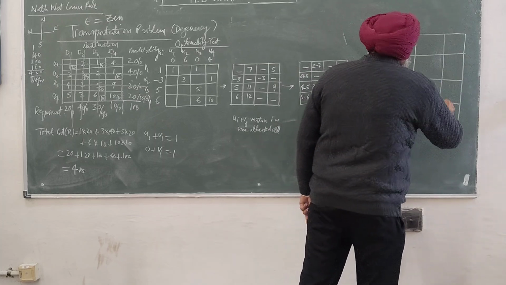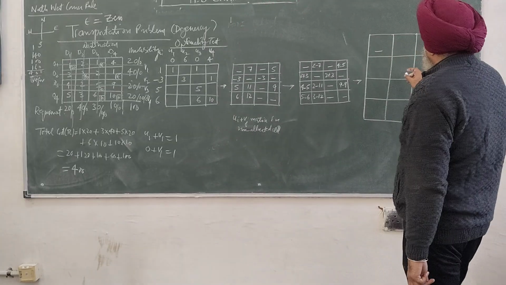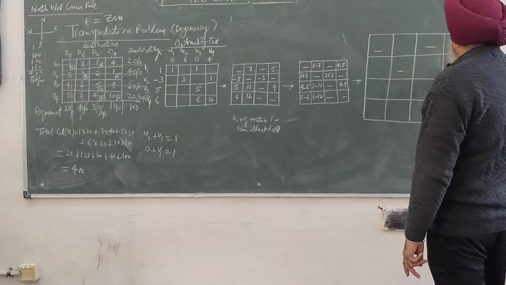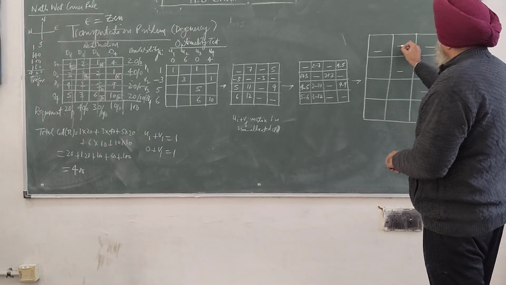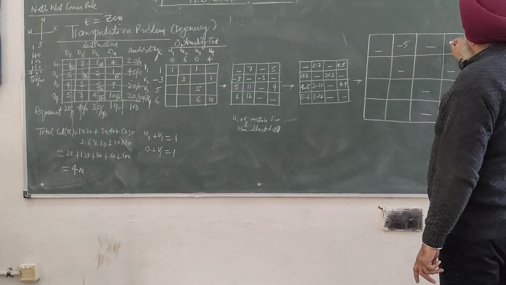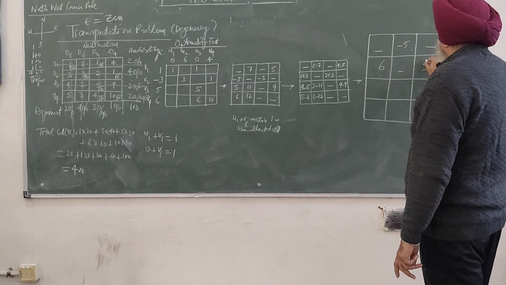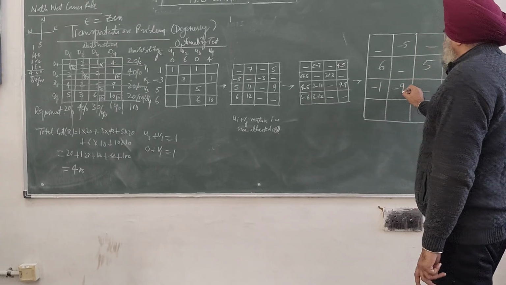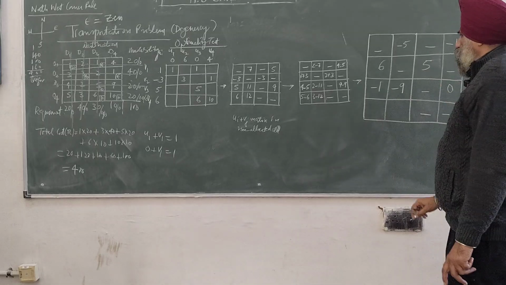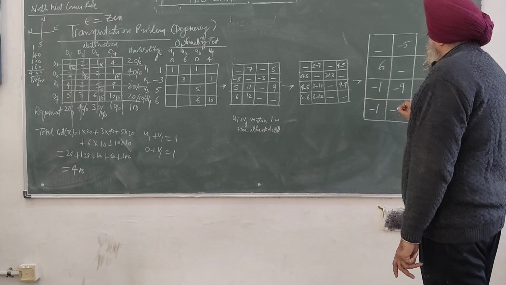Look at here. You get a value here. This is hyphen. This is hyphen. Clear? This is minus 5. This is minus 1. This is 6. This is 5. This is minus 1. Minus 9. 0. Minus 1. Minus 9.